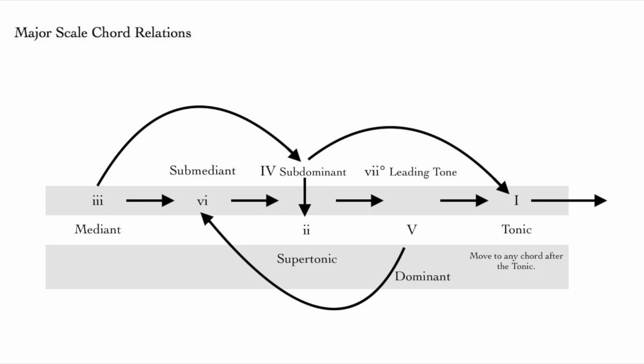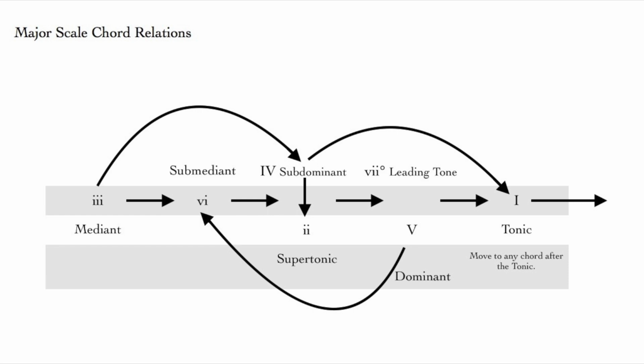So if we take a look at this chart here, it's got all of our chord positions, starting with the mediant over here on the left, and on your right, far right, the tonic. Really, you can start anywhere, technically, and if you're at the tonic, as it says there at the bottom, you can move to any chord after the tonic. But basically, if we're playing in the key of C major, then the tonic is what we're really emphasizing. That's what everything is going to point back to. It's home, as we've discussed already.